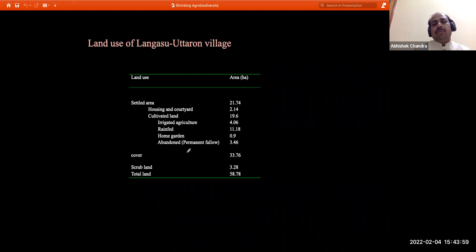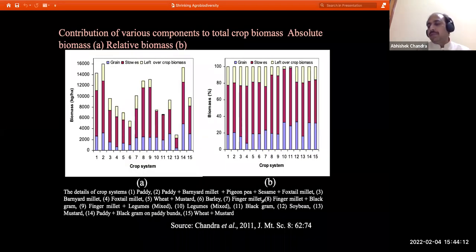And this is the portion of the statement. The settlement is this one. And the total land is basically 58.78 hectares. So in the analysis, we found that the mixed cultivation they grow is beneficial for the monetary benefits. So there is much more biomass in the case of the mixed cultivation in crop season 2.